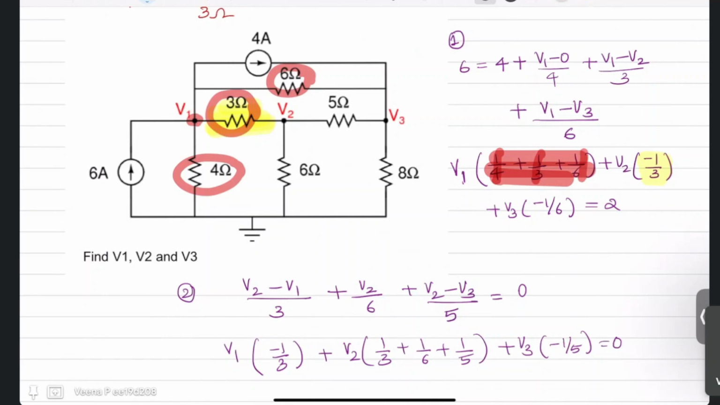Similarly, the coefficient of V3 will be the negative of the admittance connected between 1 and 3. Between 1 and 3, 6 ohms is connected. The admittance is 1 by 6. So the negative, minus 1 by 6, will be the coefficient of V3. That is equal to the sum of currents entering, which is 6 minus 4, 2. This is how you can directly write the coefficients without writing these equations.